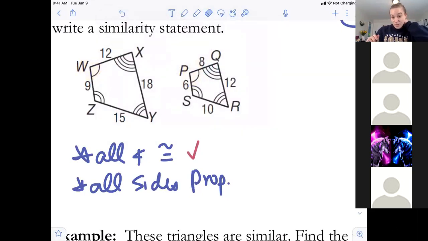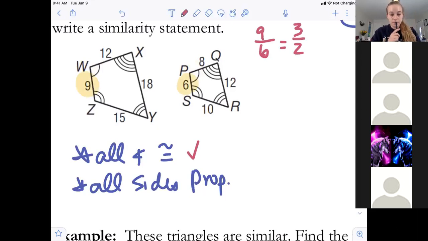Now I have to decide whether the sides are proportional. And I can't just do one set of sides and say, oh yeah, they make a fraction, it's all cool. I need all four of the sides to be the same fraction. So I'll give us the first proportion. The first one I think of is WZ over PS. So that's going to be 9 over 6. If I can simplify that, they both have a factor of 3. So I get 3 over 2.